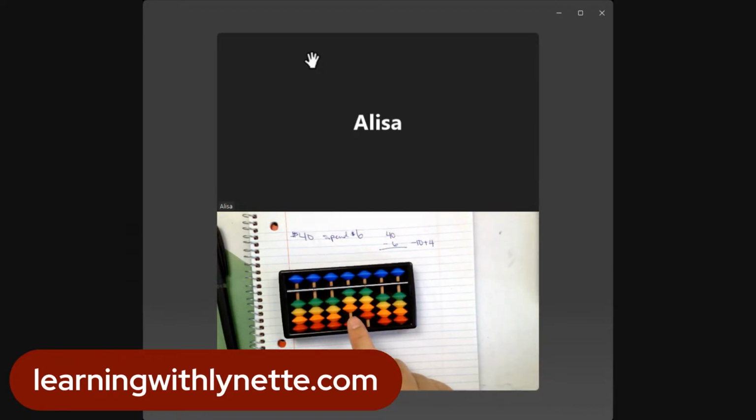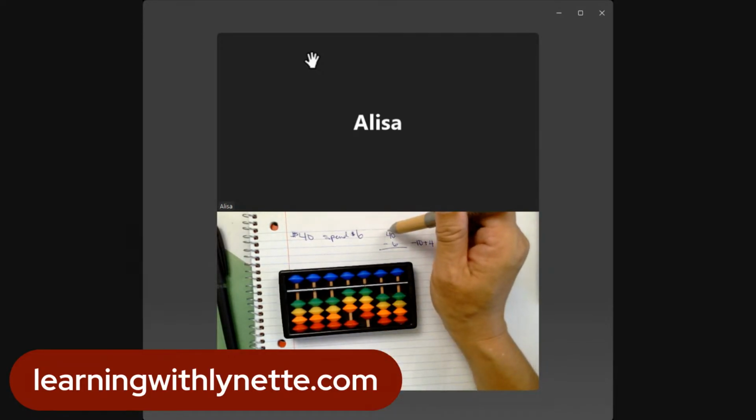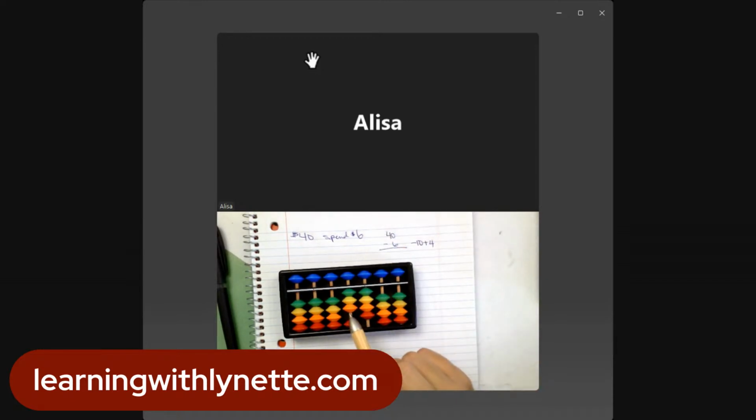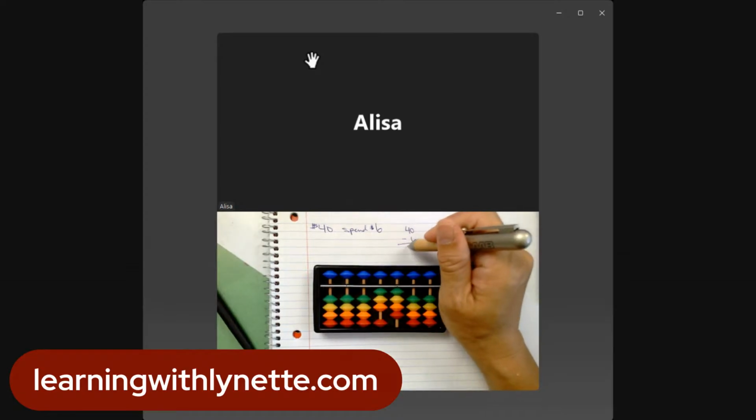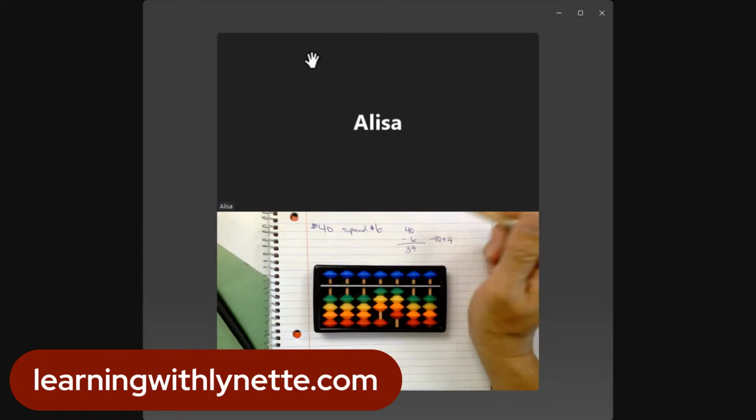So the difference is what? In Abacus, we don't need to cross this out, right? We do it already. Yeah, it's shown on the Abacus. So we don't need to, so we just do it. 34.